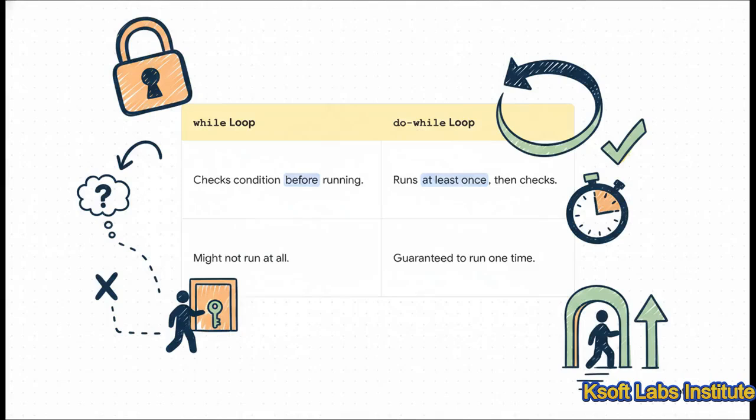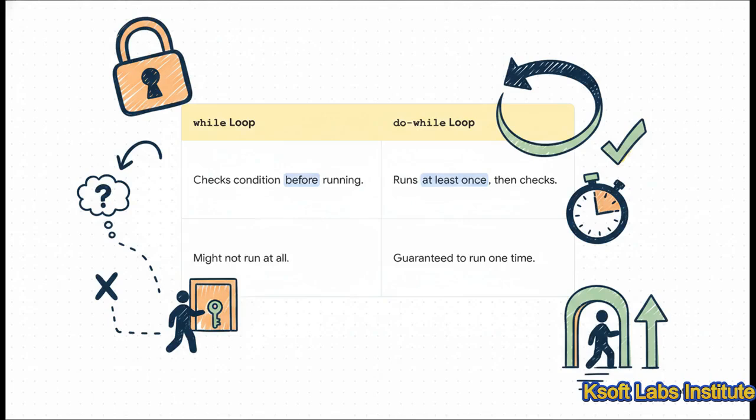Simple as that. Now, this is where it gets interesting because not all loops are created equal. You have to pick the right tool for the job. On the left, we've got the while loop. I like to think of this as the cautious bouncer at a club. It checks the condition, your ID, before it lets you in. If the condition is false right from the start, that code inside, it never even runs, not once.